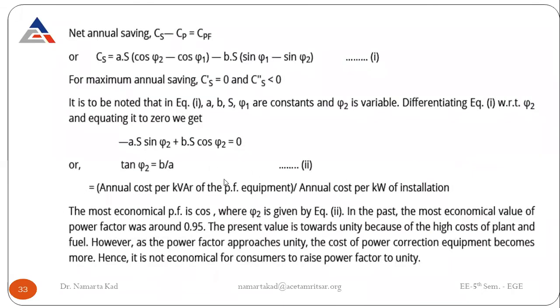So this is our final relation, and the most economical power factor is cos phi 2, and it is given by this equation number 2. In the past, the most economical value of the power factor was around 0.95. The present value is towards unity because of the high cost of plant and fuel.